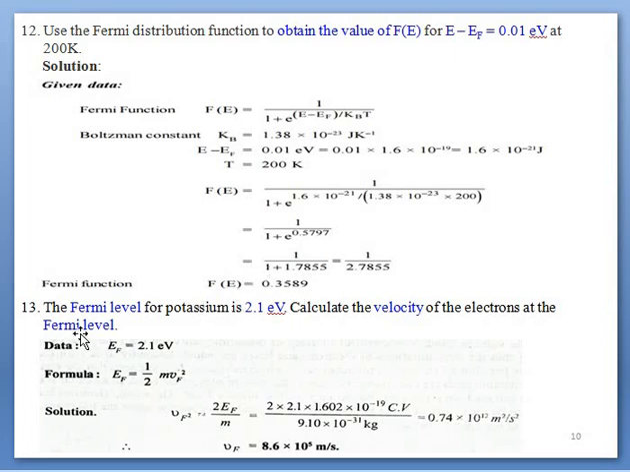Moving to the next, the Fermi level is given and the Fermi velocity needs to be determined. So Fermi energy equals half m Vf square. So Vf equals, it's simple, the square root of 2 Ef upon m. Fermi energy is given, and the mass of an electron, 9.1 into 10 power minus 31 kilogram, is kept here. So the Fermi velocity is determined.